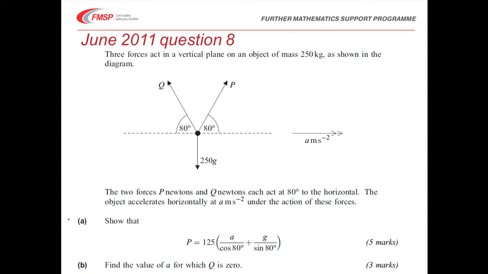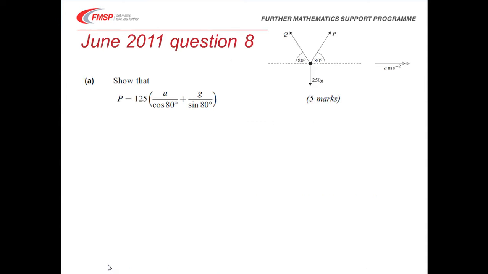In part A, we're asked to show that P is equal to 125 times (A over cos 80 plus g over sin 80), and that's for 5 marks. And then in part B, we've got to find the value of A for which Q is 0. So let's have a little look at what we might do here.